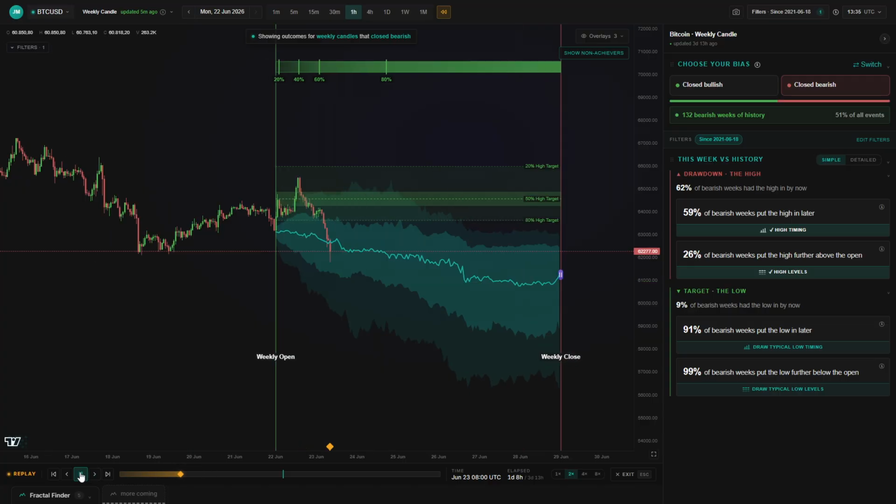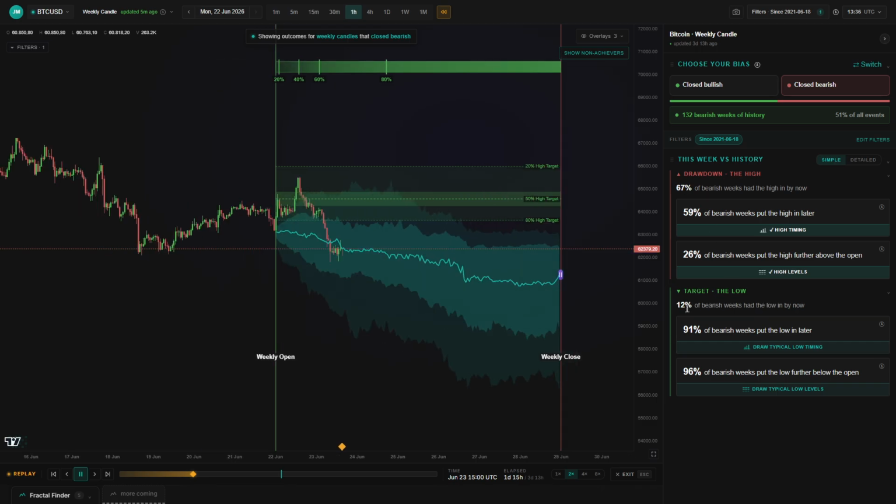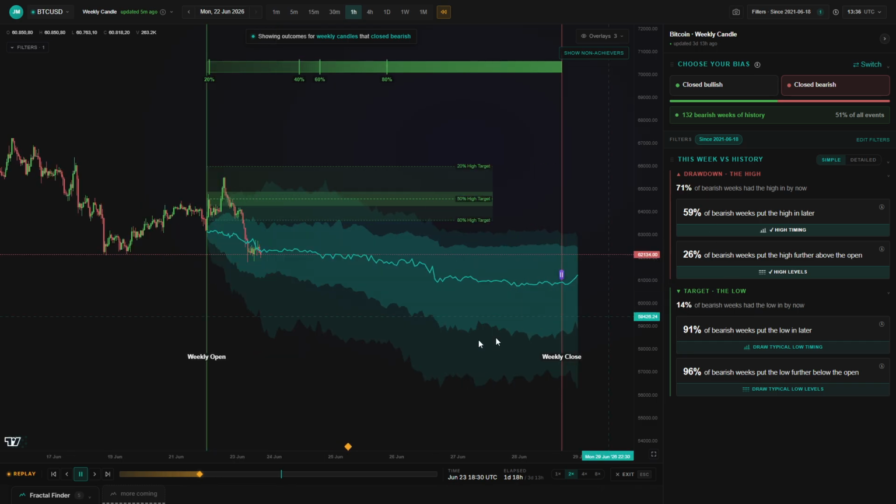And that is also what happens. So as this chart plays, we can see this metric and also this metric, they update in real time.